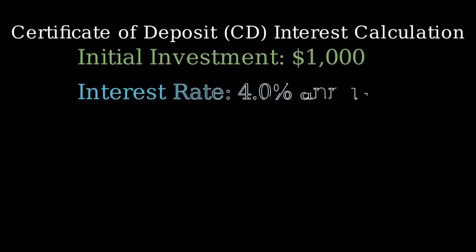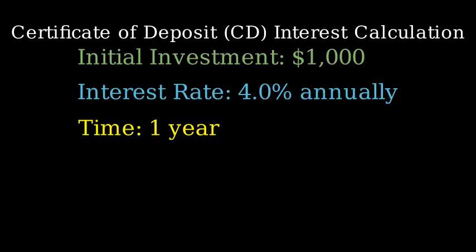Let's calculate how much you'll earn from a certificate of deposit, or CD, using the simple interest formula. We have a $1,000 CD earning 4.0% annual interest over 1 year. To find out how much interest we'll earn, we'll use the simple interest formula. The formula states that interest equals principal times rate times time, or I equals P R T.